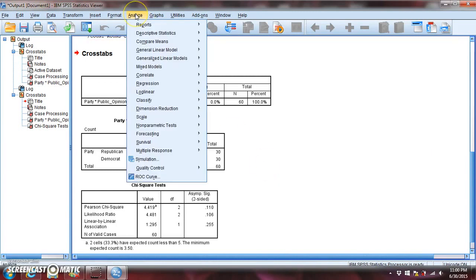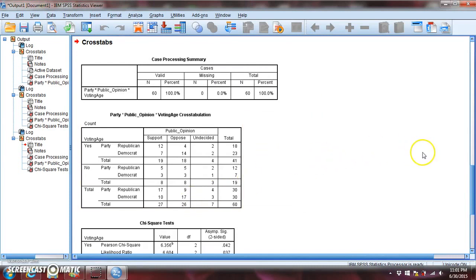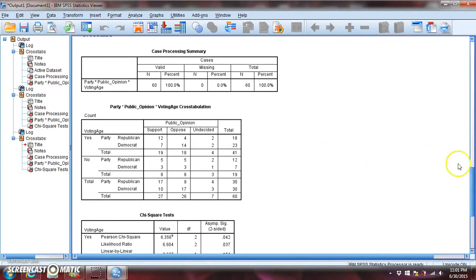To do that, because that can be useful, let's go up to Analyze, back to Descriptive Statistics, back to Crosstabs, and all we're going to do is add voting age in as a layer. All of our previous selections are saved. We're going to click OK, and now we are going to get this more complicated cross table.